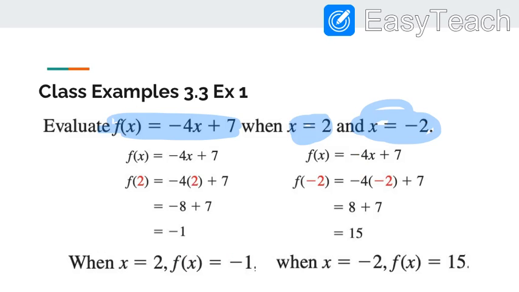On the right one, same type of concept. We have our input of negative 2, so we plug in negative 2 for both of these. Simplify, get our output. So when our input is negative 2, our output is positive 15.